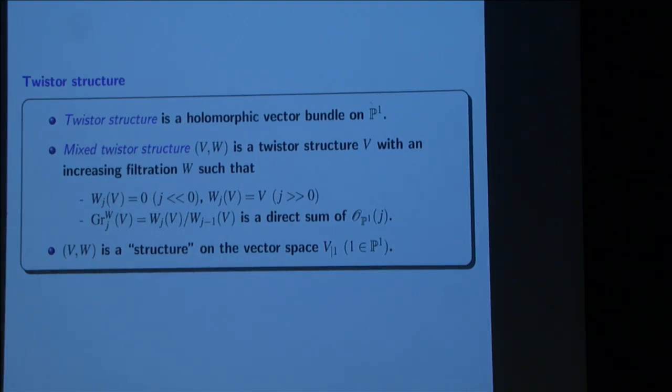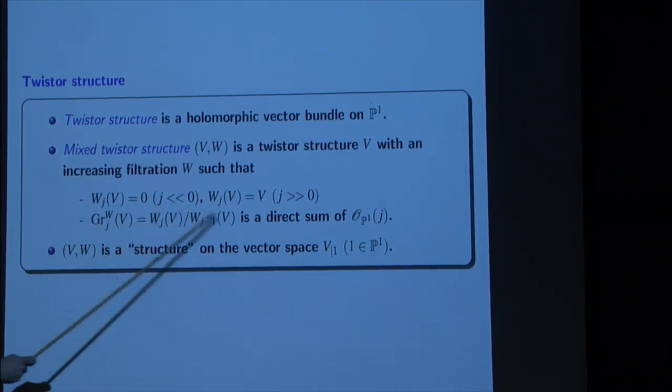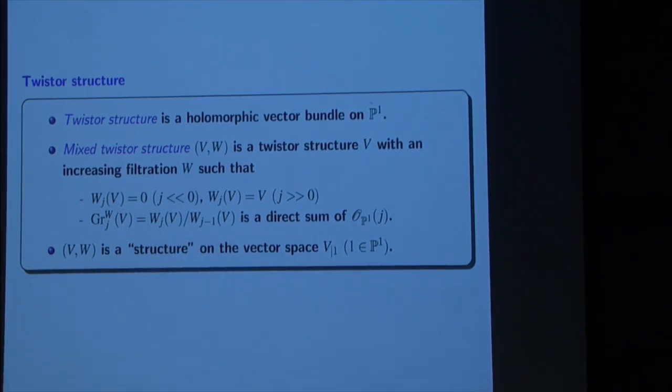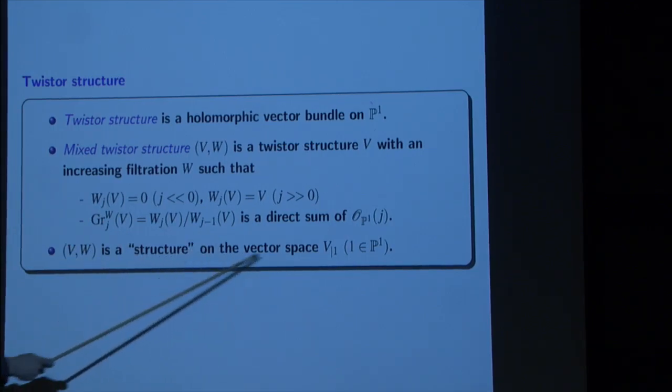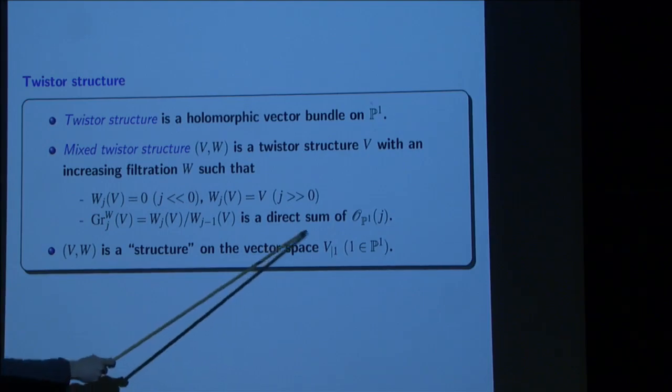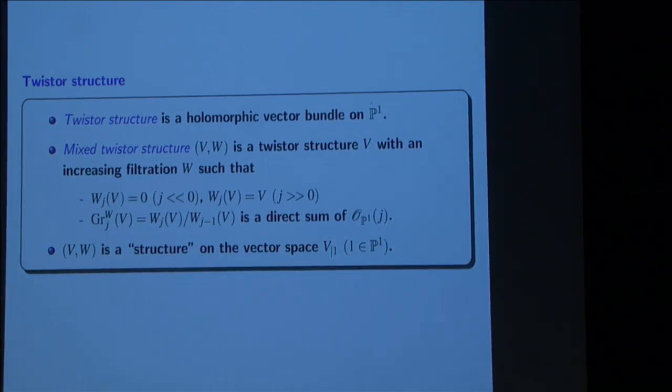A twistor structure is just a holomorphic vector bundle on P1. A mixed twistor structure is a twistor structure equipped with an increasing filtration such that the j-th graded piece is isomorphic to a direct sum of O_{P1}(j). And we regard a mixed twistor structure as a structure on the vector space obtained as the fiber over 1.